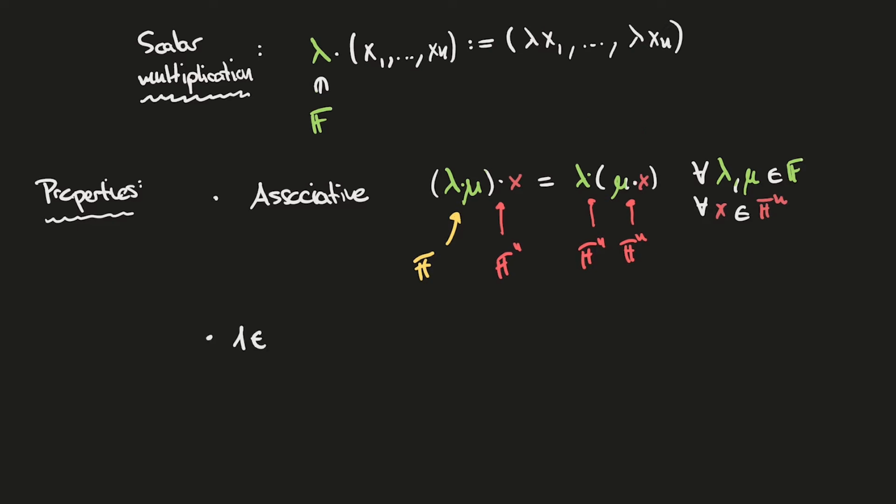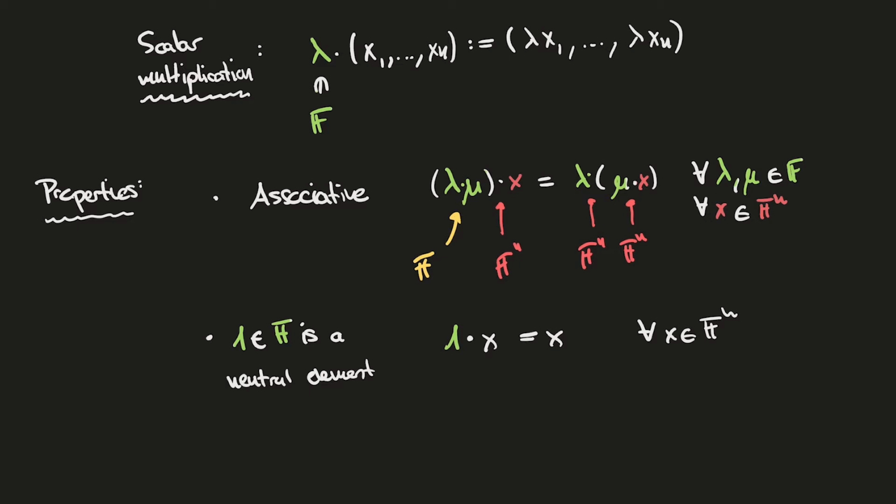Next, we have that 1 in our field is a neutral element for scalar multiplication. So this means that 1 times x is equal to x for all x in Fn. We have to watch out again because this equation is deceptively simple. This 1 here is actually the multiplicative neutral element in our field F. So for example, in the field R, 1 would just be the usual number 1.